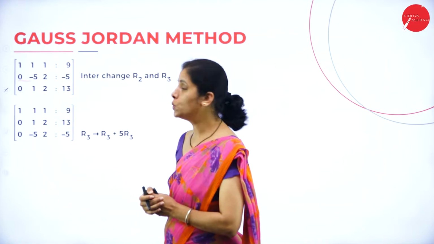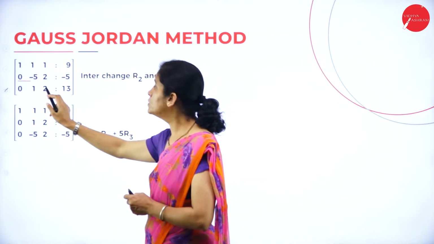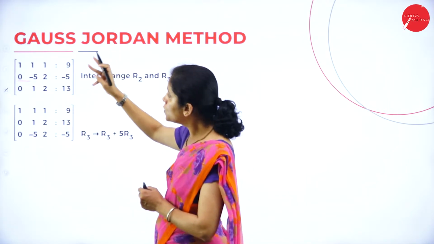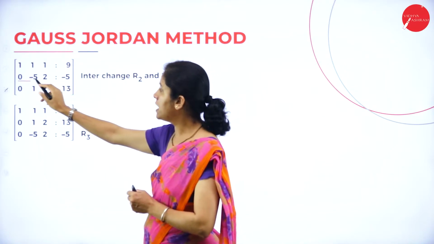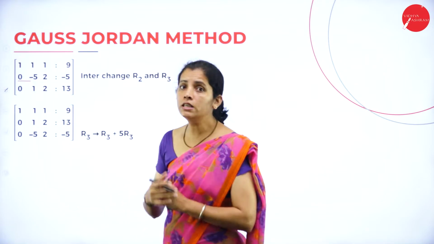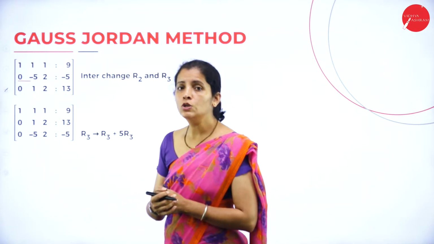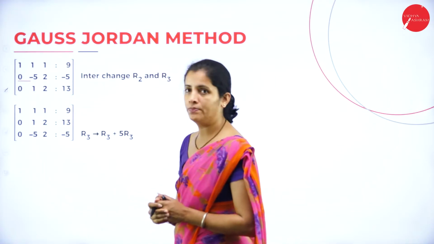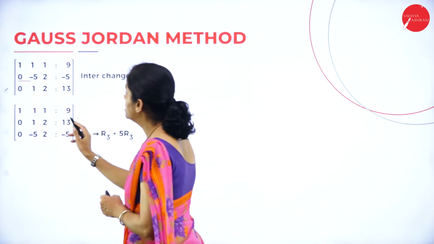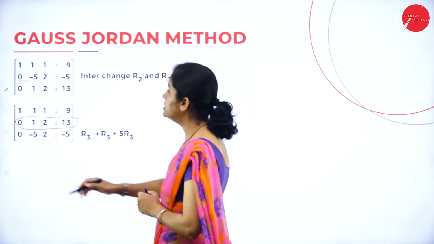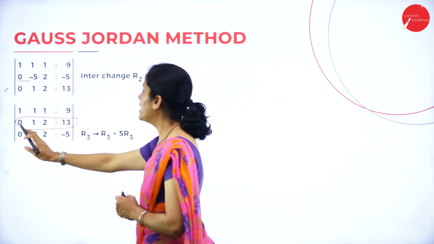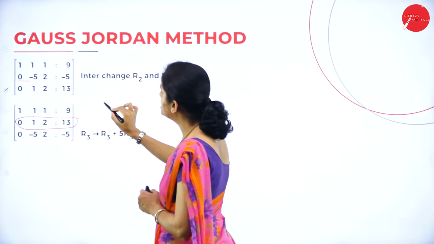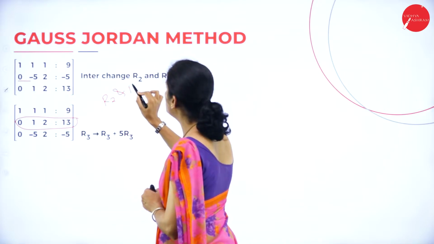That is my row 2. Now 0, 1, 2, 13. This is my row 3. If I consider row 2 and row 3, here I have minus 5 and here I have 1. It is difficult to construct the formula. So I'm just going to interchange row 2 and row 3. After interchanging, I'll get the matrix 0, 1, 2, 13 and 0, minus 5, 2, minus 5. So what I did here is I just interchanged row 2 and row 3.